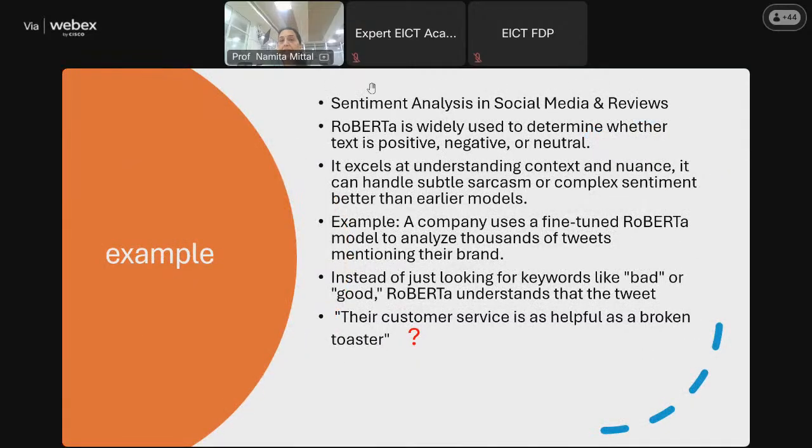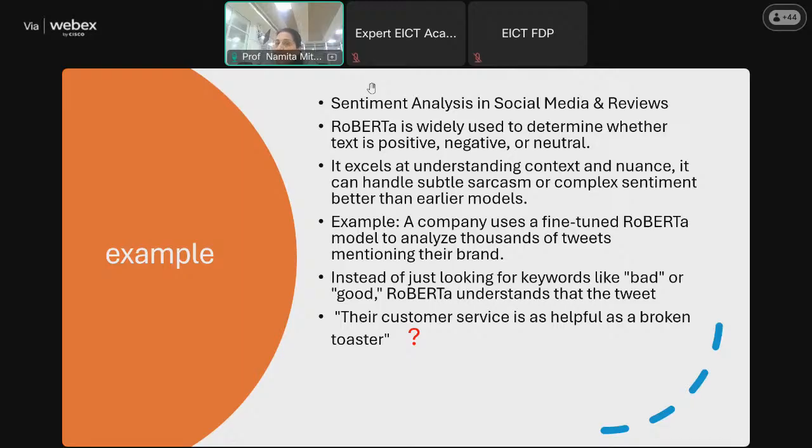So what are the different examples of this, Roberta? Sentiment analysis, of course. The sentiment of a user is positive, negative, or neutral. Roberta is widely used to determine whether text is positive, negative, or neutral. That is sentiment analysis. It excels at understanding context and nuance. It can handle subtle sarcasm. Sarcasm is a challenge with NLP.